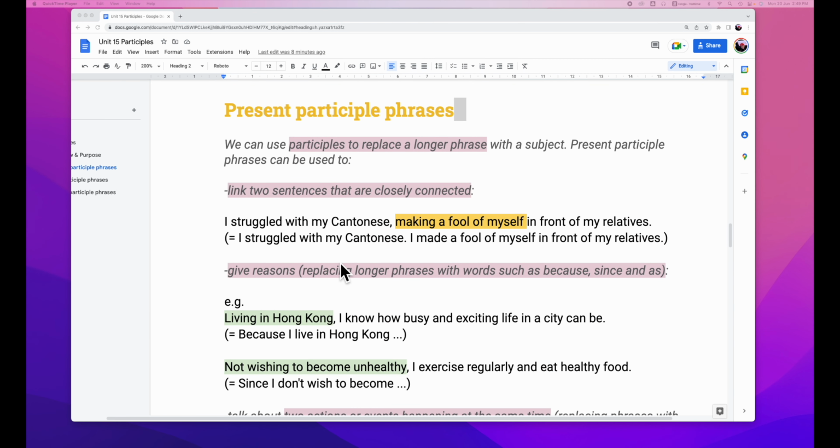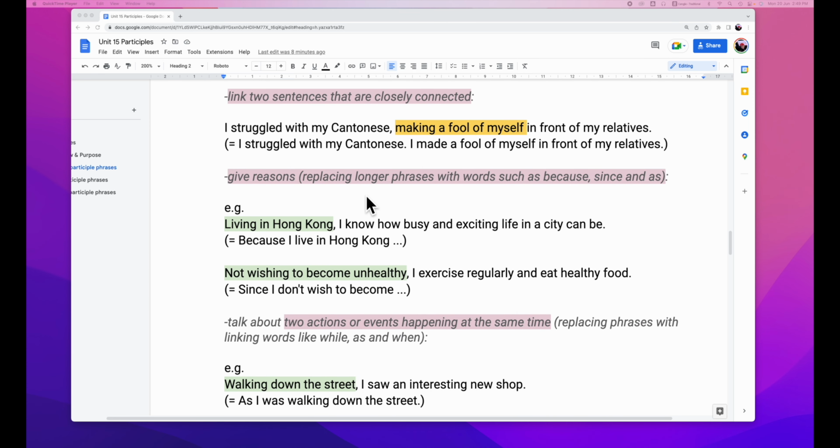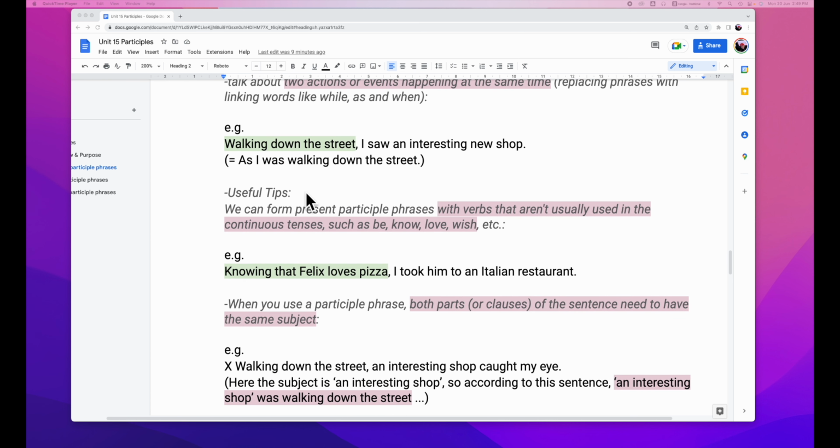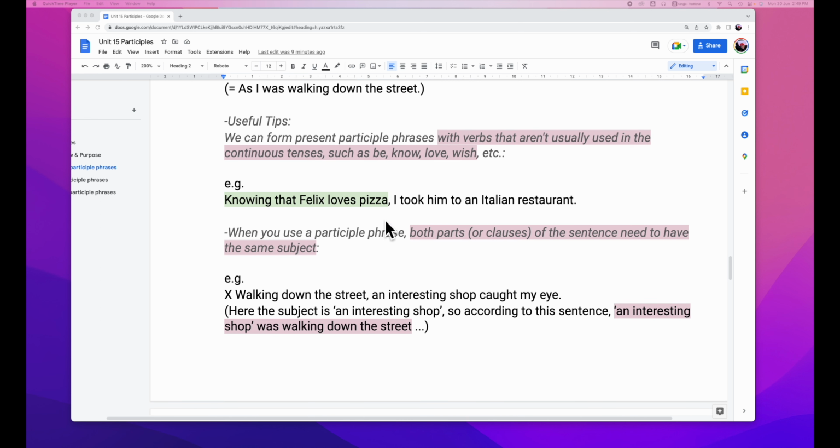The first area: link between two sentences that are closely connected. Second: giving reasons, especially replacing longer phrases with words such as because, since, or as. And number 3: talk about two actions or events happening at the same time. And some useful tips as well as using participle phrases. That is something we have to care about. Then, what is the number one thing that we have to concern? The number one thing we have to concern is the reason for using present participial phrases.